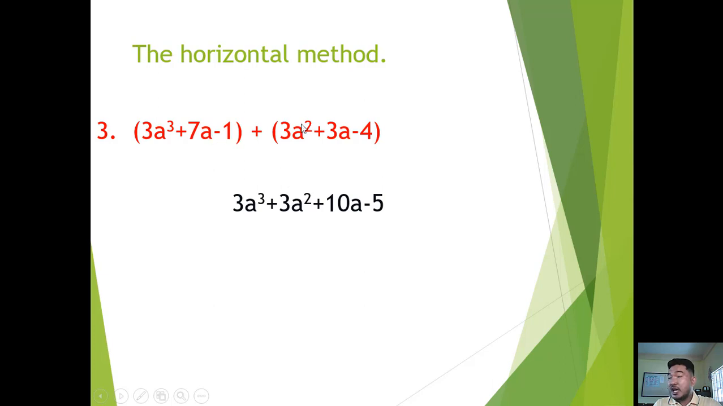How about 7a and 3a? They are like terms. So, i-add mo lang. 7 plus 3 is 10. So, that's 10a. Negative 1 and negative 4 you combine. So, you will have negative 5. So, the sum here is 3a cubed plus 3a squared plus 10a minus 5. Ibig sabihin, kung wala siyang ka-like term at nag-a-add kayo ng polynomials, i-rewrite nyo lang yun. Walang problema doon. I-rewrite nyo lang, susulat nyo lang siya ulit. Pero dapat naka-arrange mula sa may pinakamataas na exponent hanggang sa may pinakamababang exponent.